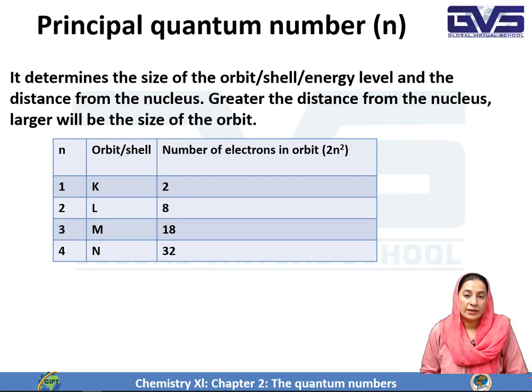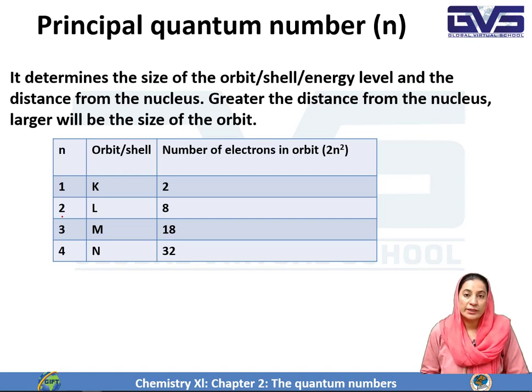This table will explain more about the principal quantum number. If the principal quantum number n has value 1, then we call it the K shell. Remember, it's the capital K shell, K energy level, or you can say K orbit. N is 1 and it is the K shell.